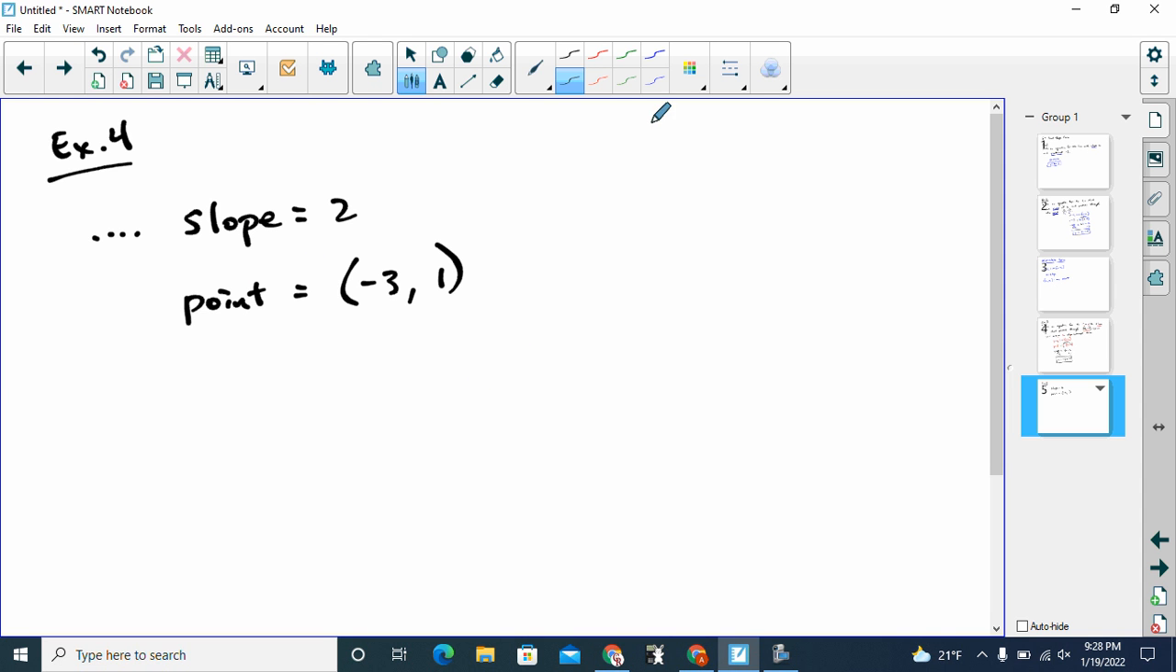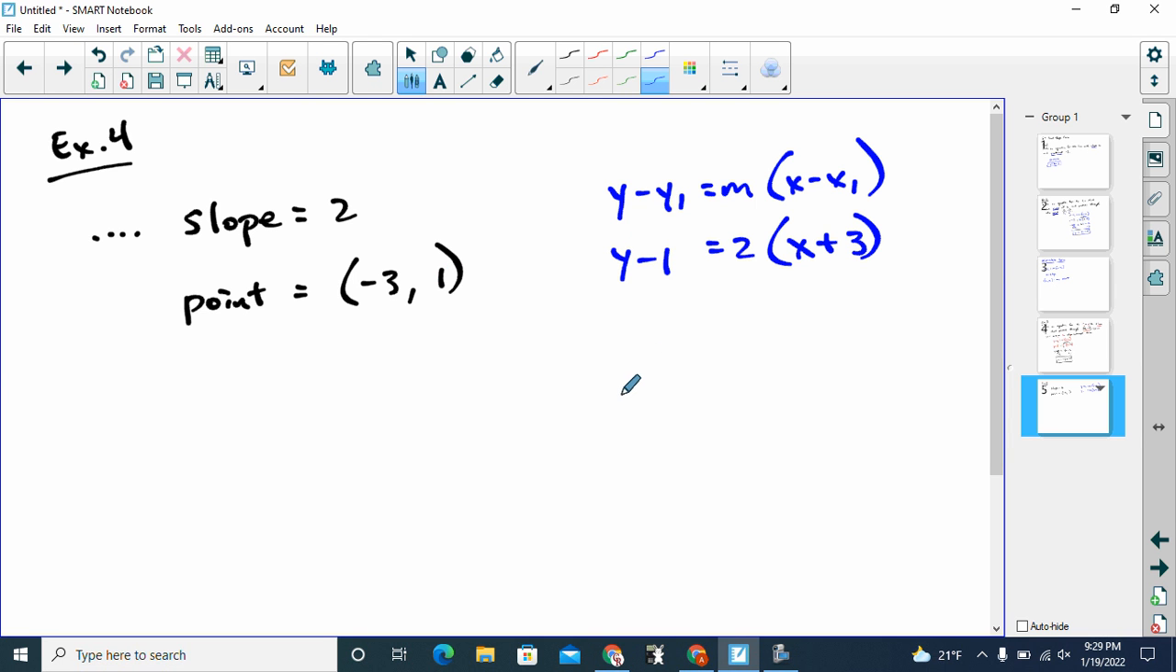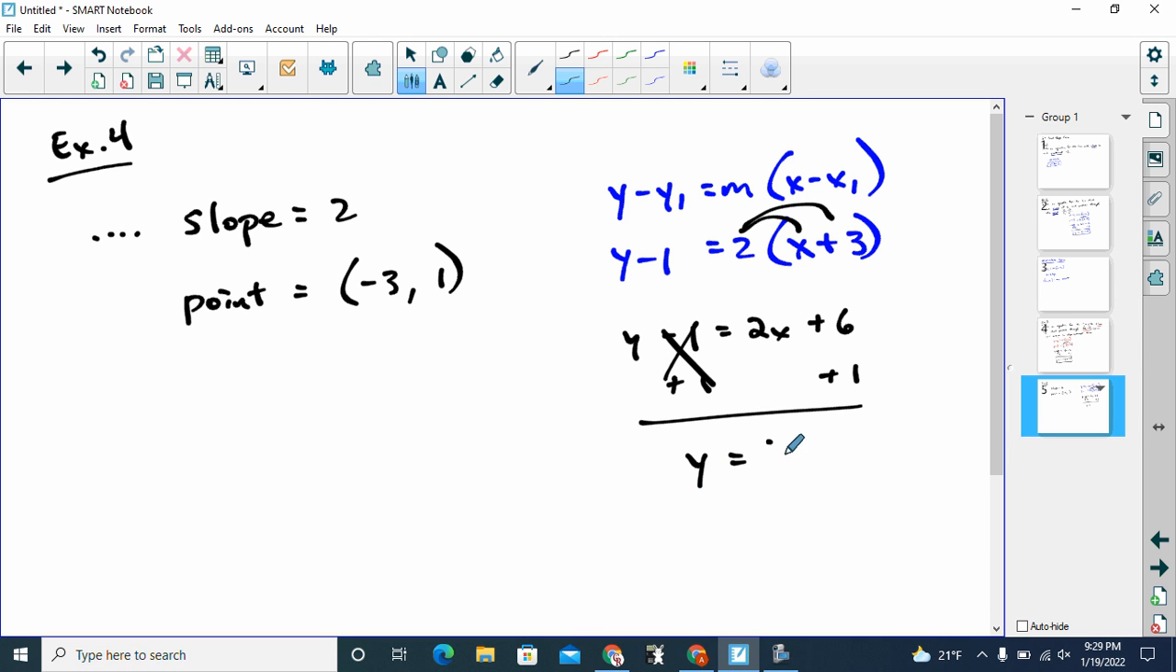So we have slope and a point. Let's start with point-slope form. Y minus y1 equals m times x minus x1. Slope is 2. My point is -3, so x minus -3. 1 is my y1. Y minus 1. Distribute. And then add 1 to both sides. I get y equals 2x plus 7.